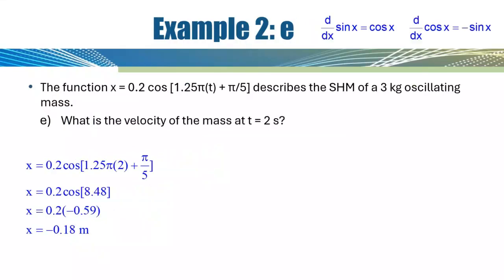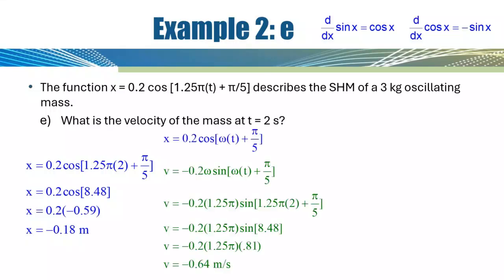Letter E says, what is the velocity of the mass at a time of 2 seconds? So we're going to get the velocity function by taking the derivative of the position function. So just a reminder that the derivative of cosine of x is negative sine of x. So my cosine became a negative sine. And then I also have to take the derivative of omega t, which is omega. So I pull that omega out, and that's how that ended up here. Notice that I'm not really doing anything with the phase term other than keeping it as I move from position to velocity to acceleration.